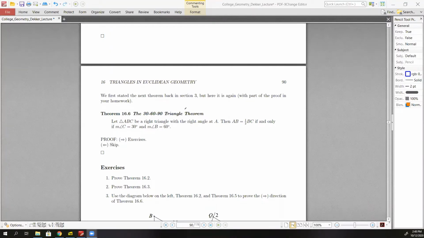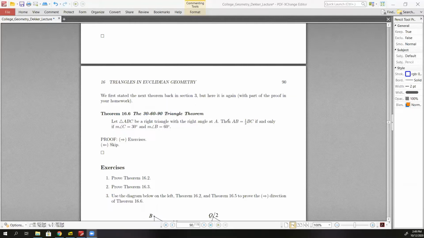Welcome back to geometry. We want to continue taking a look at section 16. What I'm going to do is skip to the end of the section to take a look at a theorem that we already took a look at back in section 3. It's the 30-60-90 triangle theorem. We don't have the Pythagorean theorem right now, so we can't use that. We want to show this theorem without using the Pythagorean theorem, only using the theorems, postulates, and axioms available to us.